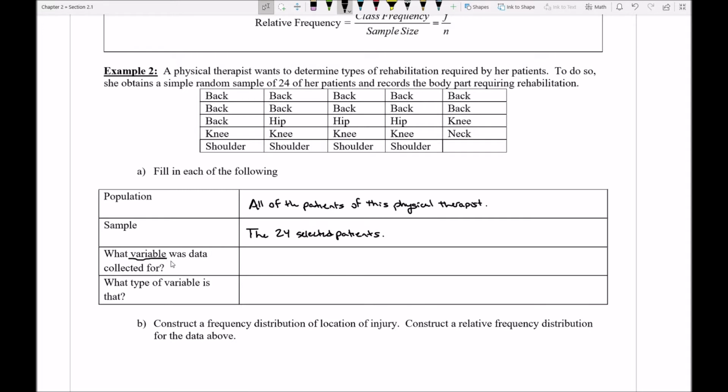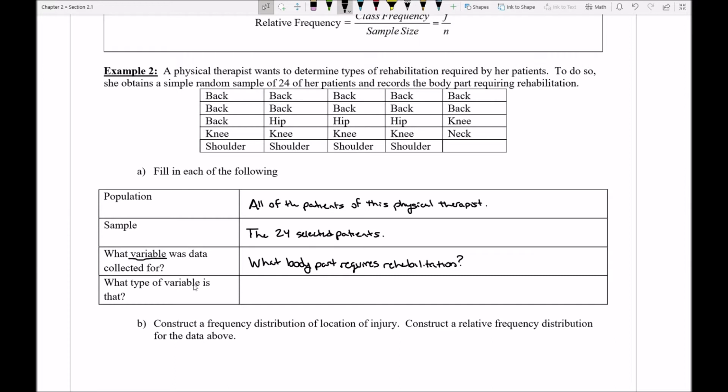What variable was the data collected for? Remember, that's kind of like I can think about a question, and the answers to that question should be here in the box. Now, I can think about this in terms of what question would I ask to get these types of responses, and I obviously want that to make sense with the idea that the physical therapist wants to know the type of rehabilitation required by the patient. So what could I ask the patient to get these sorts of responses? Well, I could maybe ask something very simple, like, what body part requires rehabilitation? That would exactly get me these answers, right? Like I could go to patient 1. Hey, what body part requires rehabilitation for you? Oh, and they say back, something like that.